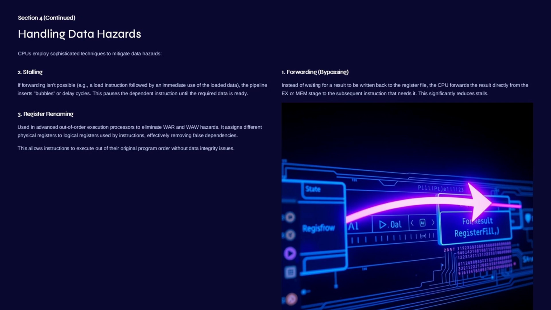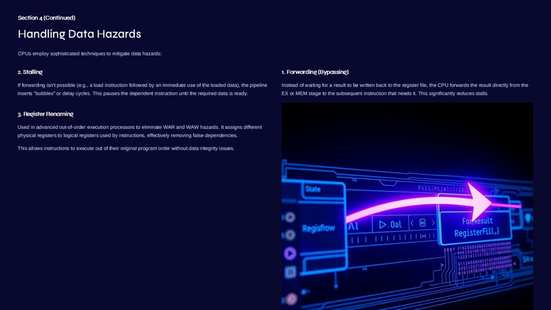2. Stalling. If forwarding isn't possible, the pipeline inserts a bubble, a delay cycle, to wait for the data to be ready. 3. Register renaming. Used in advanced CPUs to eliminate WAR and WAW hazards. It assigns different physical registers, even if instructions use the same logical register.